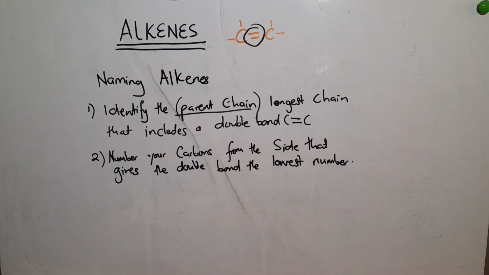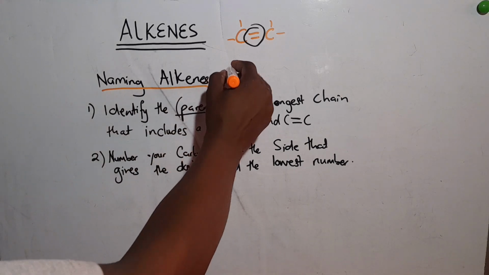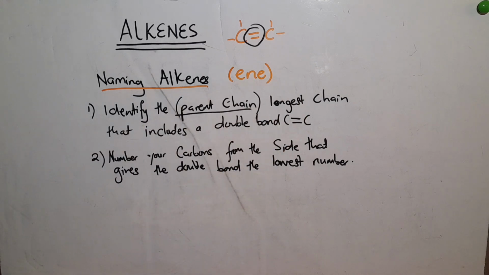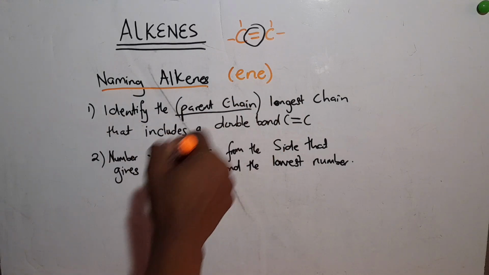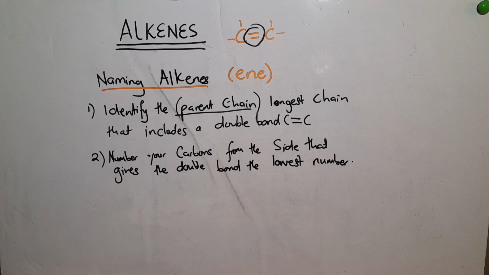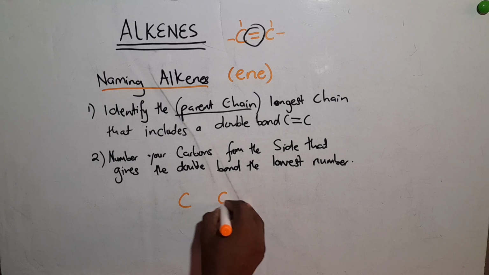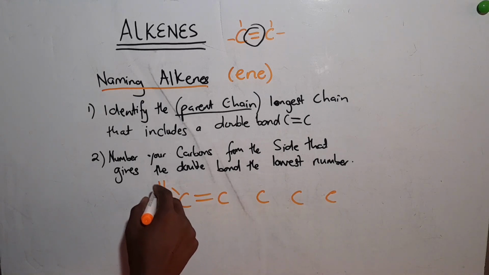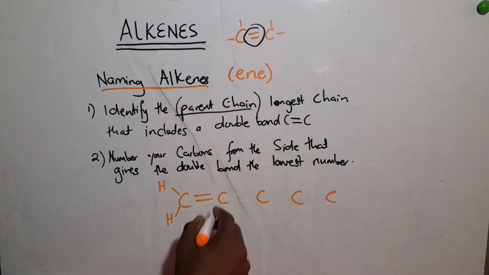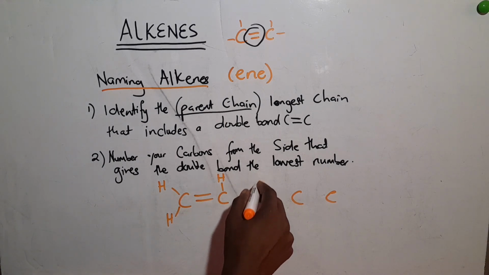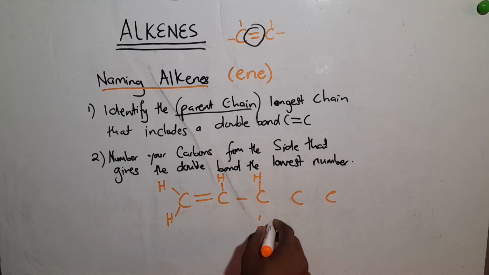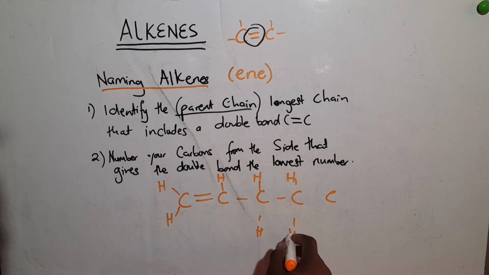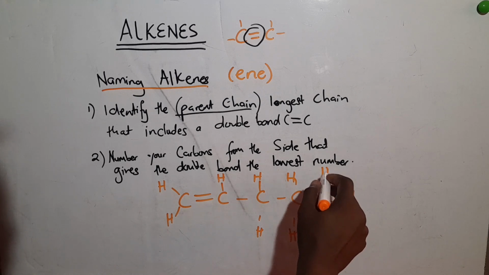So how do we name these alkenes? So I said when naming alkenes, I always remember the ENE, right? So we identify the parent chain, or the longest chain, that is including the double bond. Just for an example, if we're having something like this, right, and we're having a double bond there, remember that carbon will always have 4 bonds, right? Don't make the mistake of giving it 5 bonds. It's always 4 bonds like that.